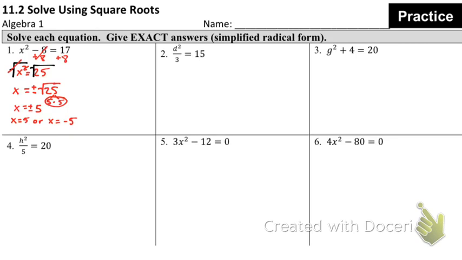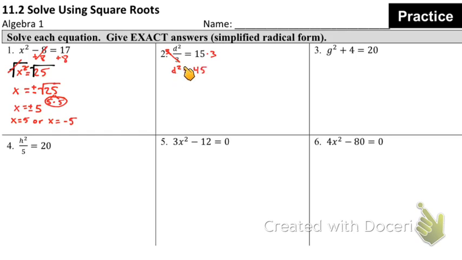All right, let's go over and do number 2. Again, we're looking for our variable that's squared. We want to get this guy by itself. So we need to get rid of anything adding, subtracting, multiplying, or dividing. What we have here is it being divided by 3. So to get rid of division, we're going to multiply both sides by 3. What you do to one side, do to the other. This cancels, and we have d to the second power equals 15 times 3, which is 45.